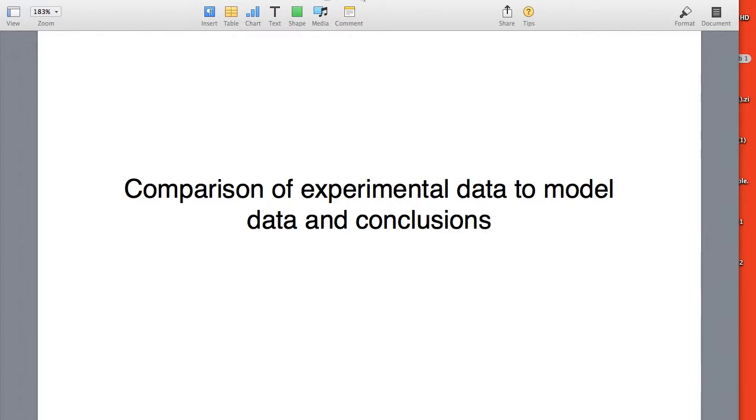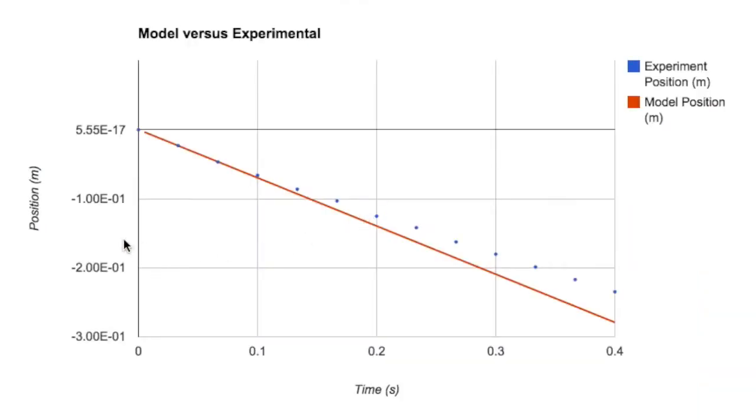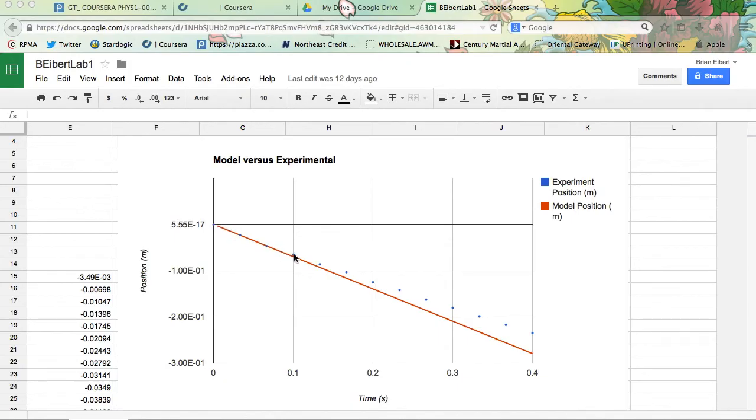Now we'll see our comparison of our experimental data versus our model data, to see how they correlate. Here are the graphs. You'll see the red line shows the model position, very linear, showing that constant velocity. And you'll see then the blue dots showing the experiment position. You'll see that they kind of trail off near the end of the time frame. If you ignore the first few plot points, you'll notice that the progression of the blue dots looks linear from point 3 all the way down to the last experimental point.